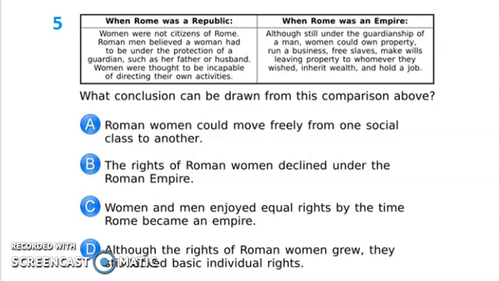Now let's look on the right. It says when Rome was an empire. Although still under the guardianship of a man, women could own property, run a business, free slaves, make wills, leaving property to whoever they wished, inherit wealth, and hold a job. So that's in the empire. You can see how different things were for women in the Republic versus in the empire. So the question is, what conclusion can be drawn from this comparison above? So what do you think the answer is?